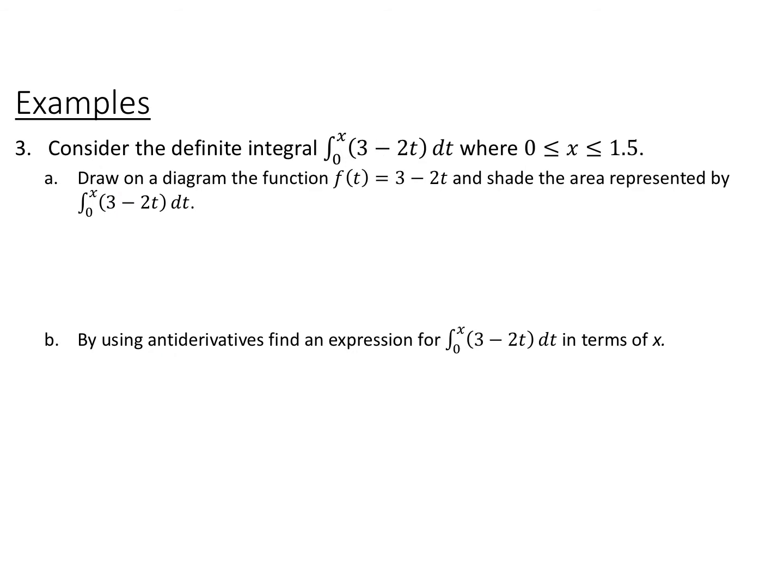Number 3 says consider the definite integral from 0 to x of 3 minus 2t dt, where 0 is less than x is less than or equal to 1.5. And for part A, we want to draw a diagram of the function f of t equals 3 minus 2t and shade the area represented by that definite integral. And then, by using antiderivatives, find an expression for the integral from 0 to x of 3 minus 2t dt in terms of x. So go ahead and pause the video and try this one.